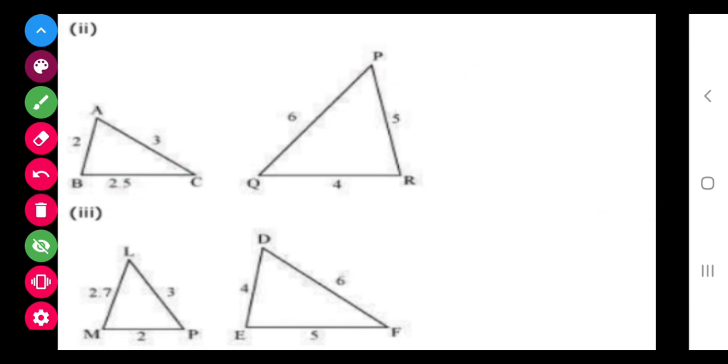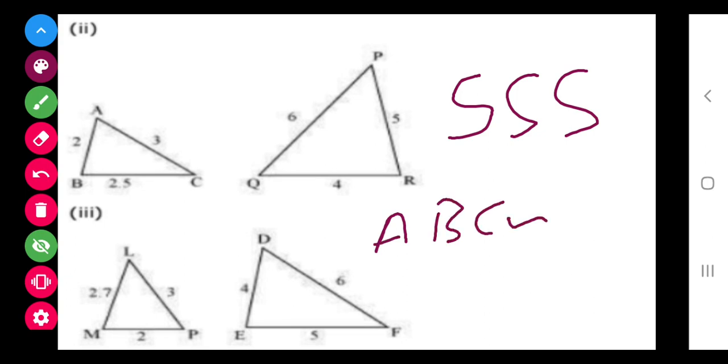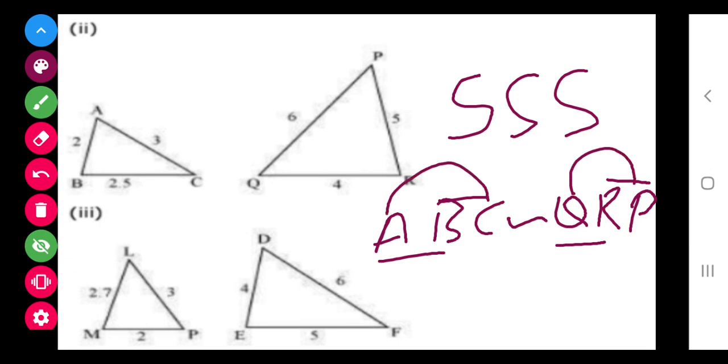So we can say that all three sides are in ratio, but we have to talk about the criteria also. Criteria is SSS, and pair of the triangles ABC is similar to QRP. AB upon QR is 1 upon 2, BC upon RP is 1 upon 2, and AC upon QP is 1 upon 2.